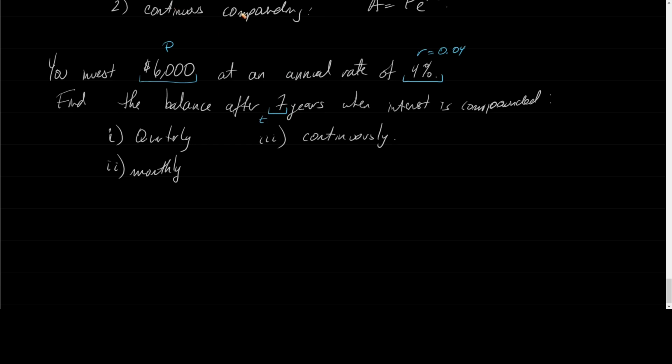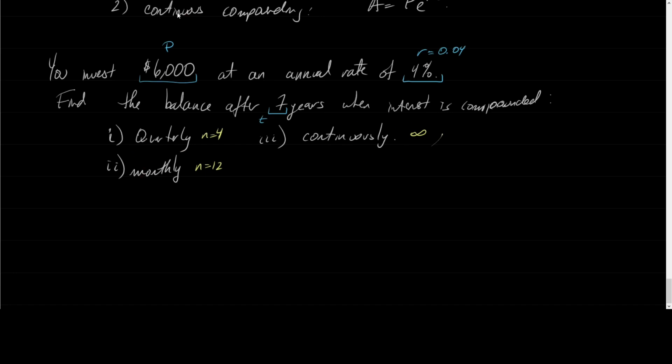Now, in each of these scenarios, we get something different. For quarterly, n is equal to 4. For monthly, n is equal to 12, right? So that's when we're compounding 4 times a year. Here we're compounding 12 times a year. But for continuously, we're compounding infinitely many times a year. So we're going to have to use a different formula for that one.